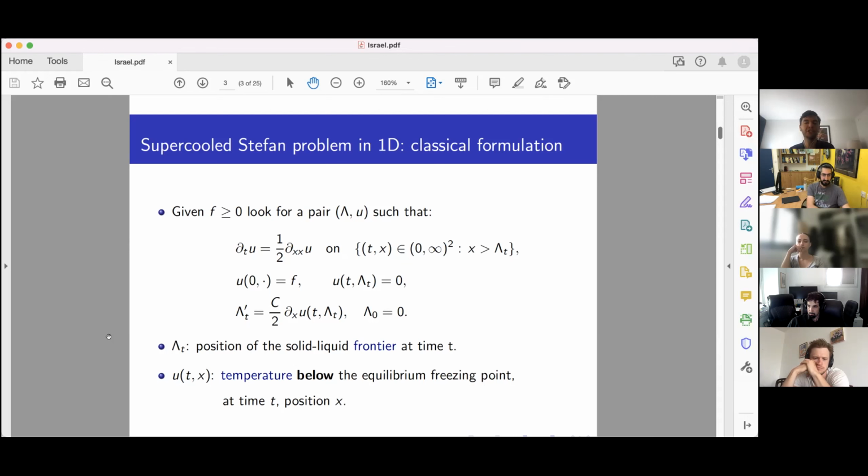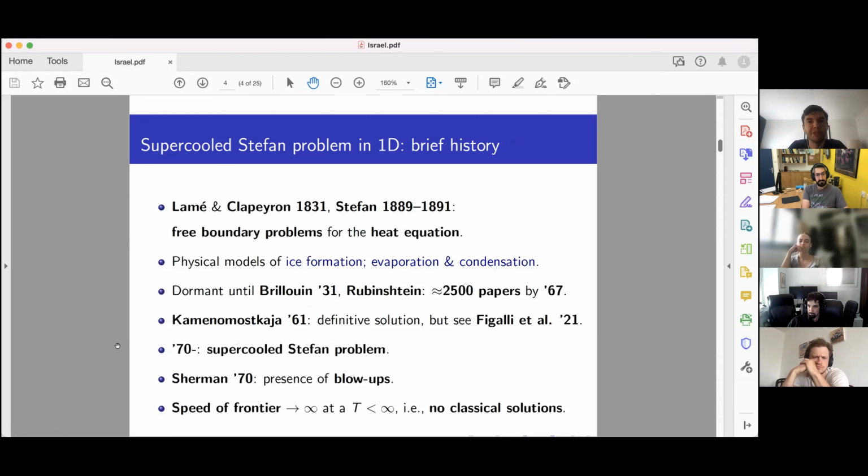I should also emphasize that U here will always be the negative temperature, so the temperature below freezing. And so U will always be non-negative, and that will correspond precisely to the supercooled regime where the entire water is below 0 Celsius. So this will become important in a moment.